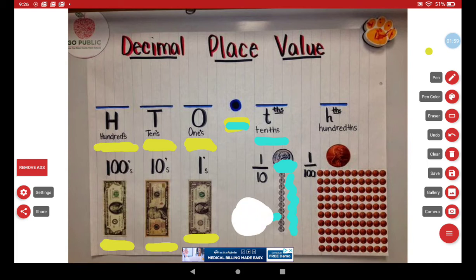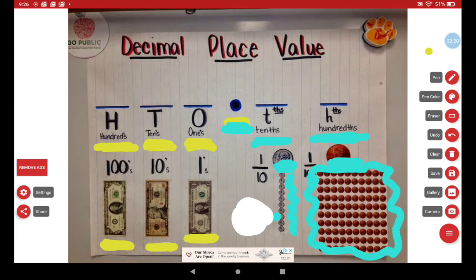Now, if you have a penny, it is in the hundredths place, which is 2 places to the right of the decimal. We call it hundredths because you need 100 pennies to equal a dollar. 10 pennies equals a dime. 100 pennies equals a dollar.